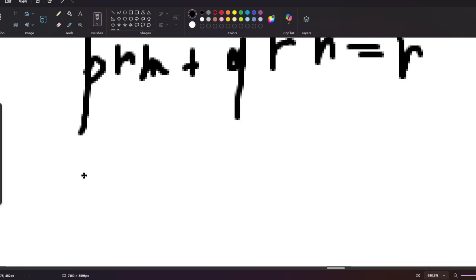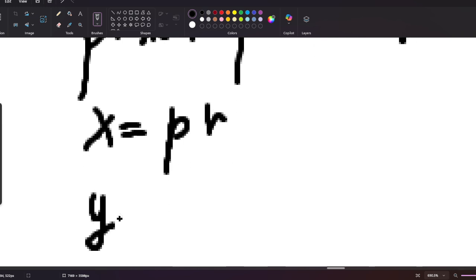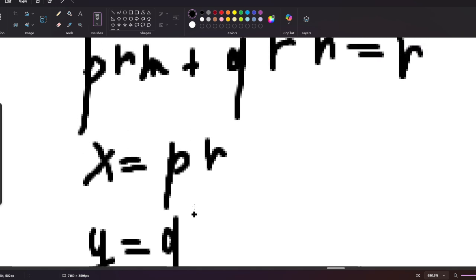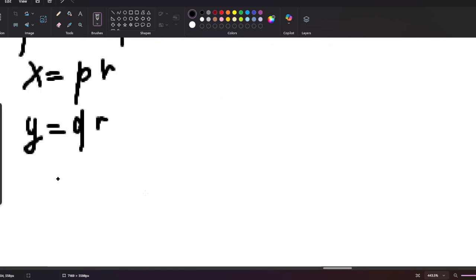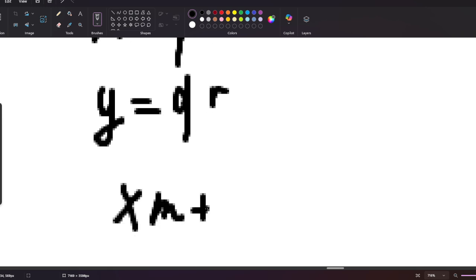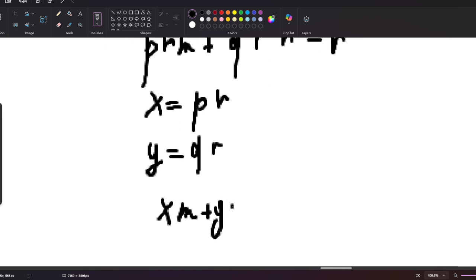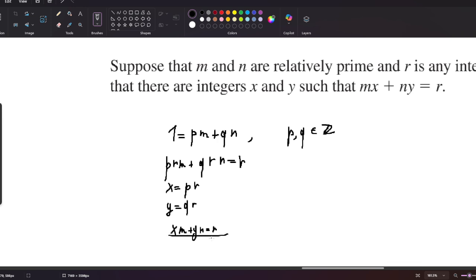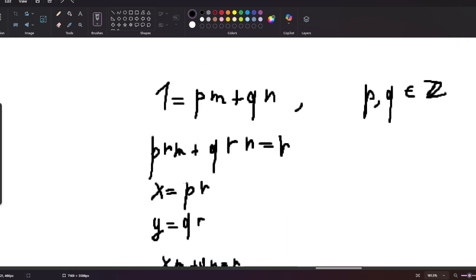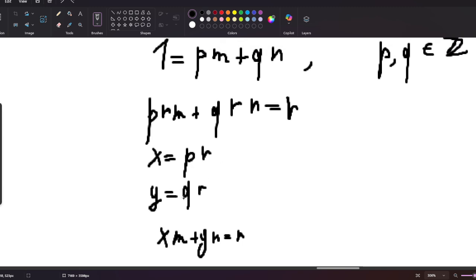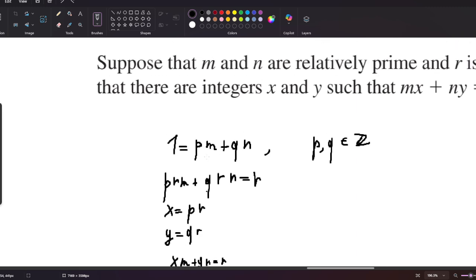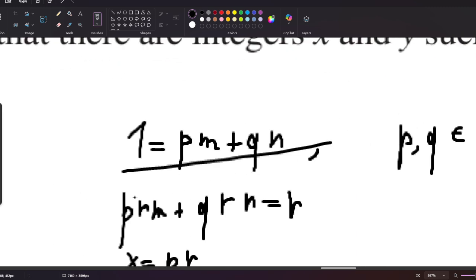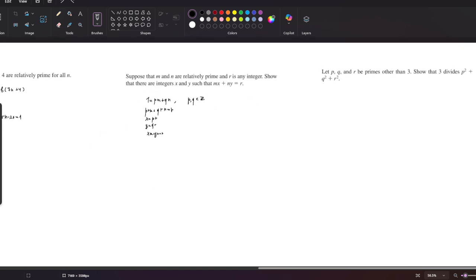Now, let's define integer x as p times r, and integer y as q times r. We will have xm plus yn equals r, which is exactly the statement we need to obtain. We need to prove that there's at least one pair of x and y that gives r. So that pair is going to be p times r and q times r, where p and q are numbers that satisfy this, which we know do exist. So we have proven it.